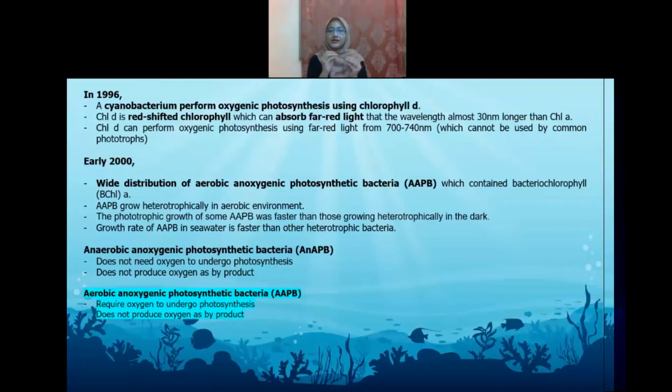In the early 2000s, scientists found out that aerobic and oxygenic photosynthetic bacteria contain bacterial chlorophyll A.